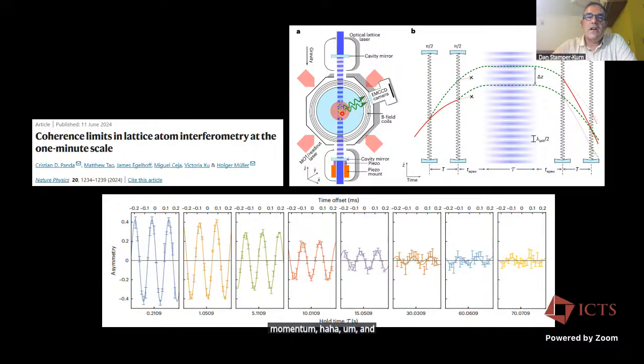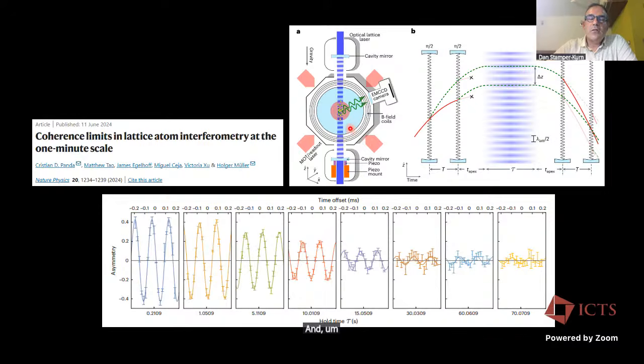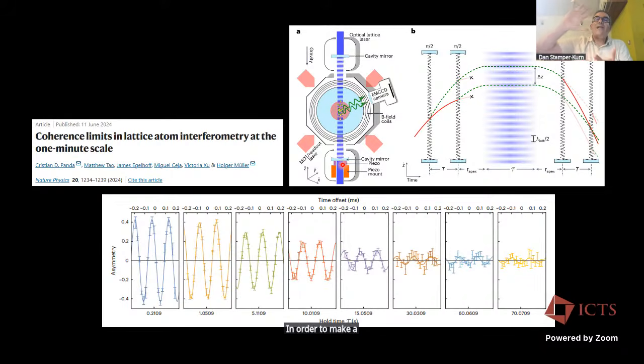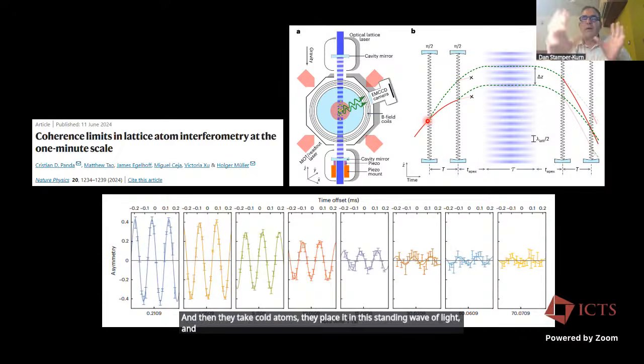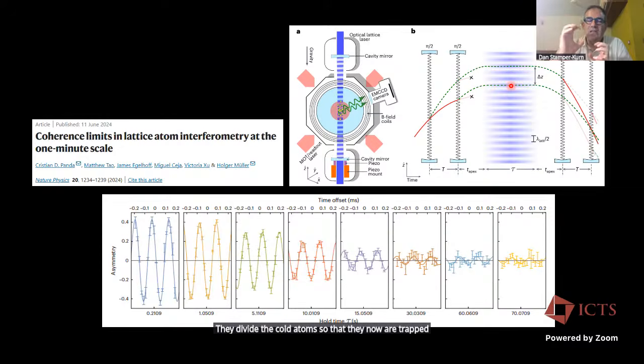And here I'll point out recent work by my colleagues at Berkeley, Vicky Shu and Holger Mueller. Vicky is a new professor at Berkeley. Holger's been with us for some time. And what they're doing is using an optical cavity, see these two mirrors, in order to make a very spatially patterned standing wave of light. And then they take cold atoms, they place it in this standing wave of light, and with a bunch of pulses, they divide the cold atoms so that they now are trapped in this standing wave of light.